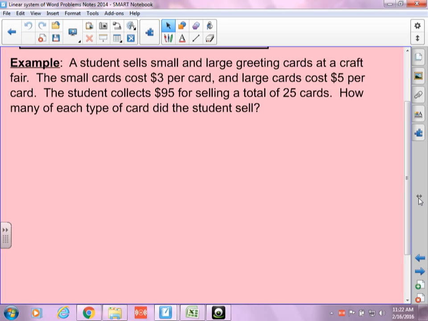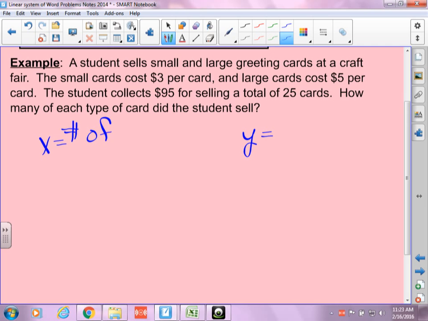What's step 2? We're going to define our variables, and I'm going to choose 2 variables. So I'm going to go x equals, and I'm going to go y equals. Okay? X is going to be what? Number of small cards, let's say. So I'm going to go number of small cards. Notice that I didn't just put small cards. I put number of small cards. So don't just put small cards.